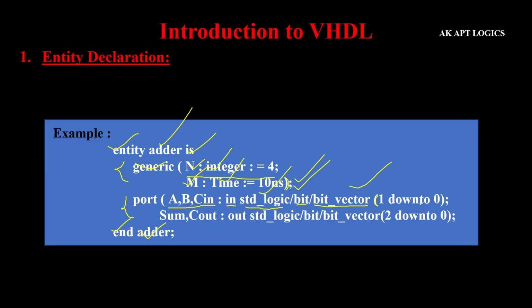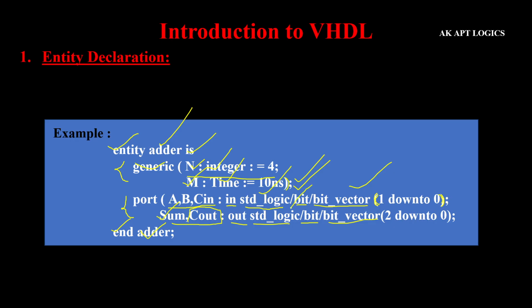Okay, so after putting the semicolon, this bracket is for this. We are going to put the semicolon, and we are going to specify the output ports, which are sum comma cout. Both are outputs, so we are going to mention the comma in between them. After colon we are going to specify the mode and then std logic, or it may be the bit, or it may be the bit vector. It can be anything.